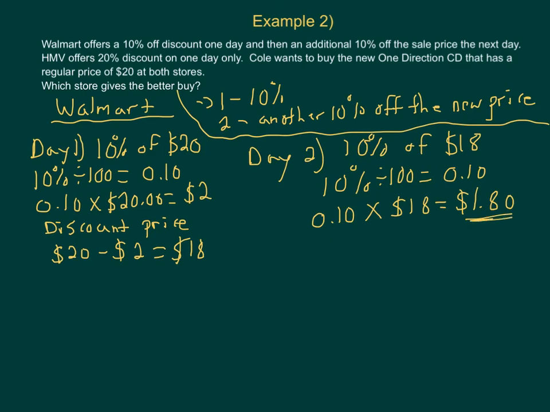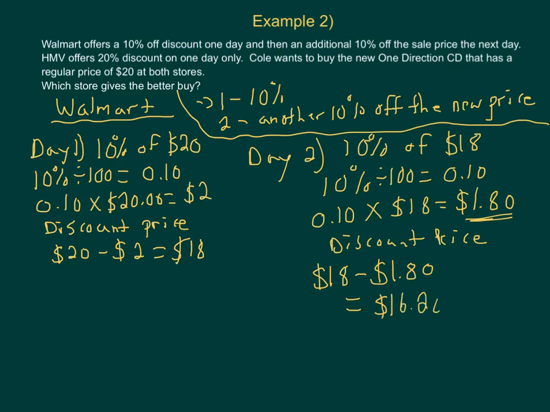To find the discount price again, we need to subtract. So our new price is $18. Subtract our discount for the second day, which is $1.80, which leaves us with a total of $16.20. So with all the savings from Walmart, you're going to spend $16.20 in order to get your One Direction CD. Now let's take a look at HMV.